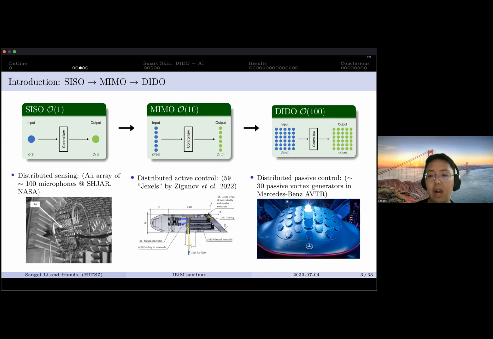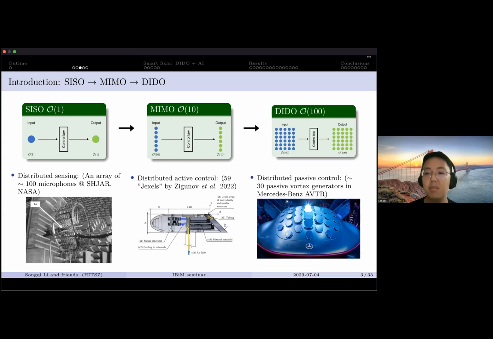And for passive actuators, a total of 30 passive vortex generators has been adopted in a concept car, the Mercedes-Benz Avatar, to reduce drag and increase the aerodynamic efficiency of the car. With these types of examples, we would say from the hardware side, we are ready to go into a distributed input, distributed output scheme with the order of 100 sensors and actuators.